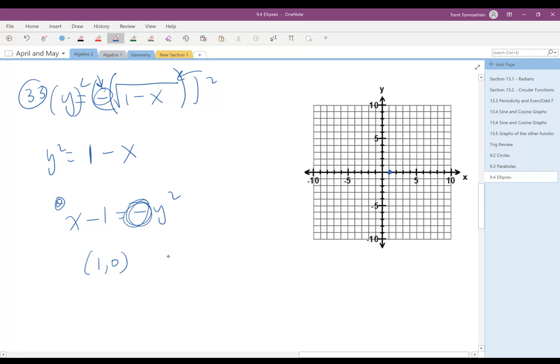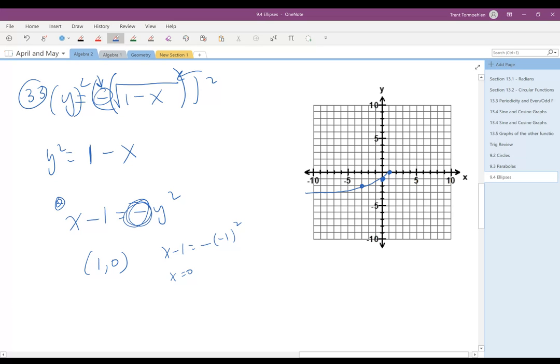That's going to give us x minus 1 equals negative 1 squared. And so that's going to give us x equals 0. And so that's going to be this point here. If we let y equal negative 2, then we're going to get x is negative 3, and so on and so forth. And so my graph is just going to look like this.